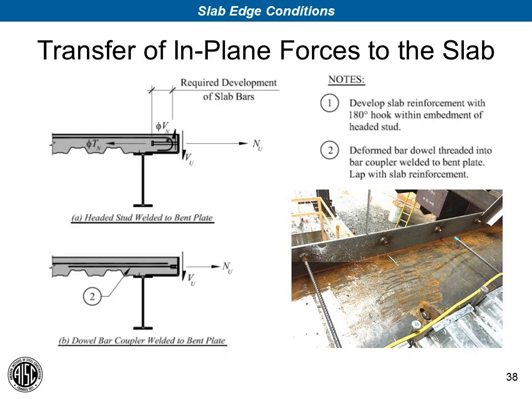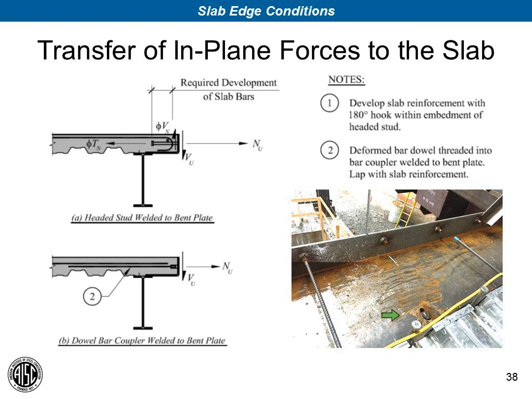A quick word on transfer of in-plane forces to the slab. As I mentioned before, there are a couple of ways to do that, one of which is to apply a headed shear stud on the vertical leg of the bent plate, as you see here. What I've been doing more commonly in my practice these days is applying a deformed bar anchor, which you see here, and you see in practice from one of my projects, welded to the vertical leg of the bent plate. So this doesn't pose as much of a tripping hazard for the iron workers, and allows a male threaded bar to be threaded into the female coupler that's welded to the bent plate.